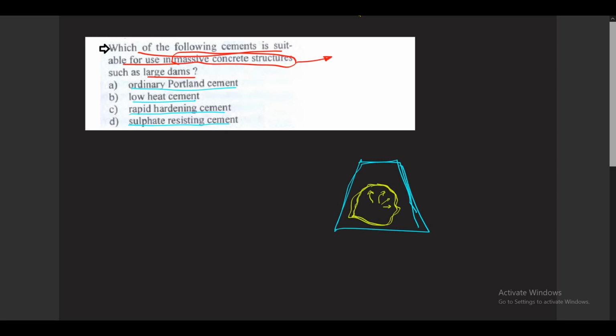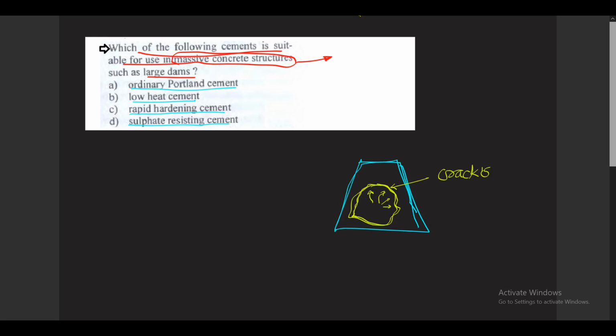There is also an increase in temperature at the core, and due to that the water vapors generated move towards the surface, producing tension. We all know that cement or concrete is weak in tension. It will ultimately lead to cracks.